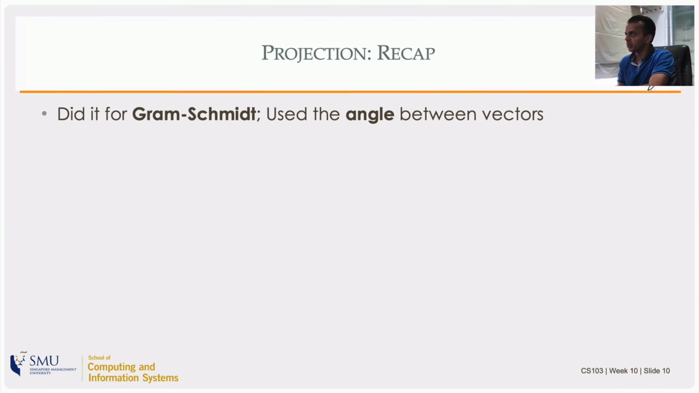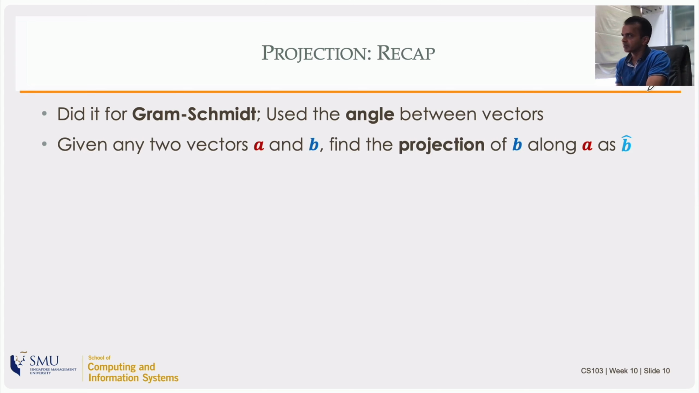So let's do a recap. We did it in Gram-Schmidt, as I said, where we used the angle between the vectors. Given any two vectors, the red one and the blue one, A and B, we find the projection of the blue one along the direction of A, and we'll call it the light blue one, B hat. That is what we did in Gram-Schmidt in order to get the second column.